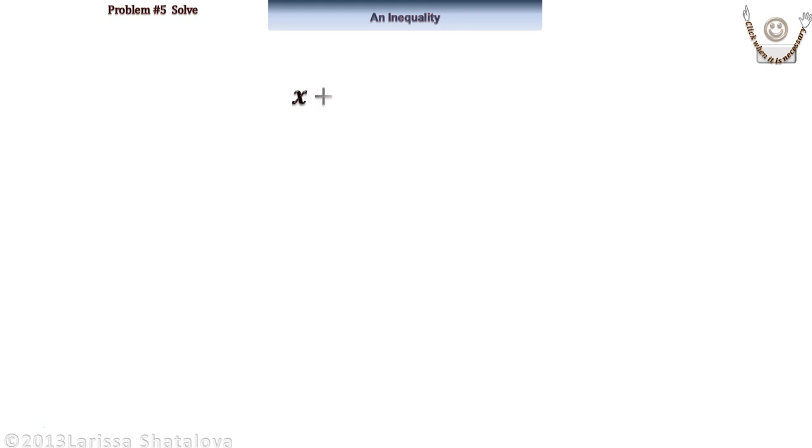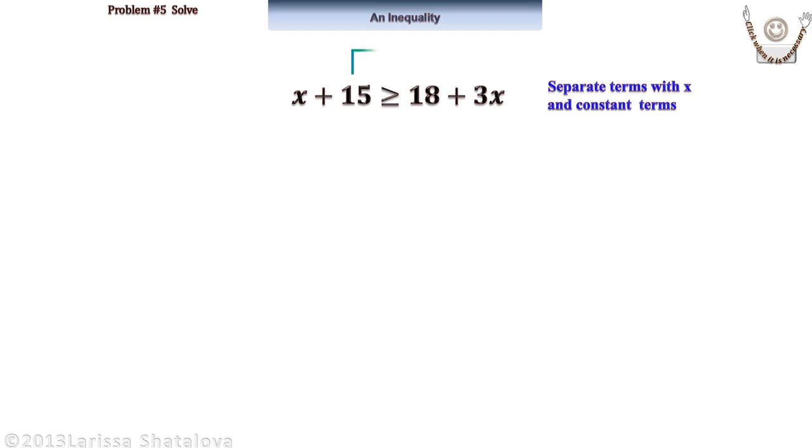Problem number 5. We have an inequality: positive 1x plus positive 15 is greater or equal to positive 18 plus positive 3x. We are looking for x. First we have to separate terms with variable and constant terms. So let's move positive 15 from the left to the right and positive 3x from the right to the left. As a result, we will have negative 3x and positive 1x greater or equal to 18 and negative 15.